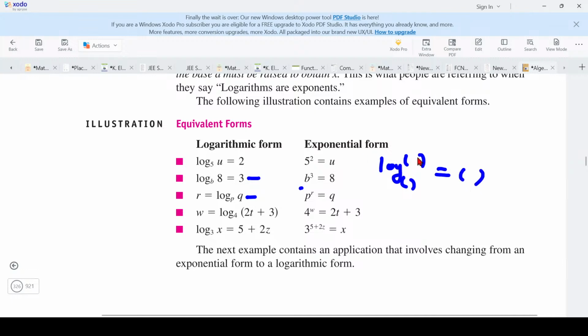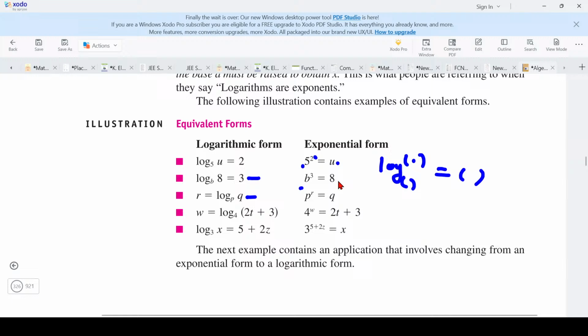Log u to the base 5 equals 2. Understood? Be careful here. You express it again. Log u, to the base what? Base 5 should be equal to 2. Log u to the base 5 equals 2.